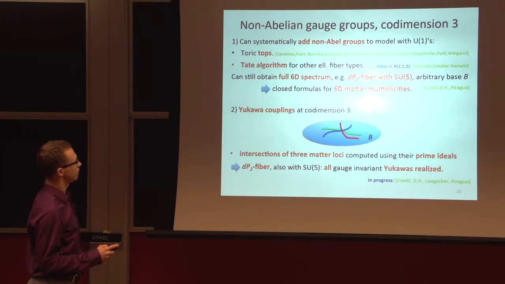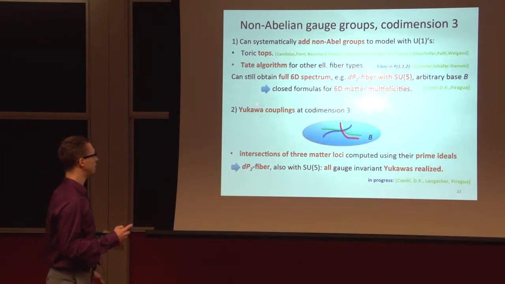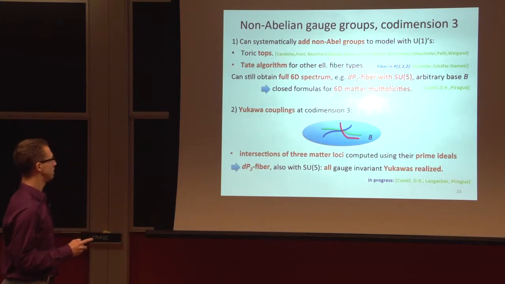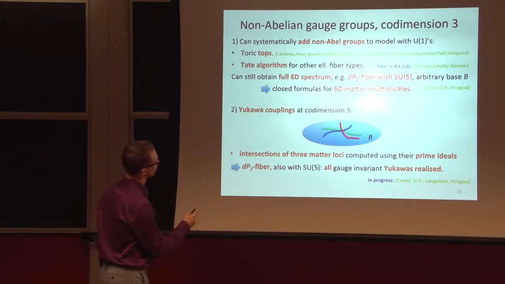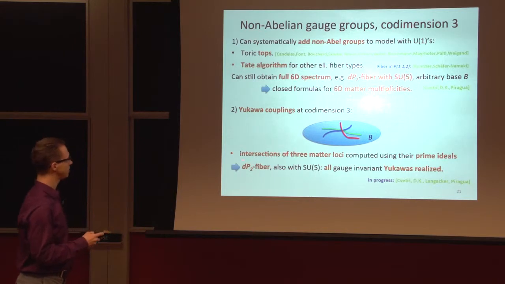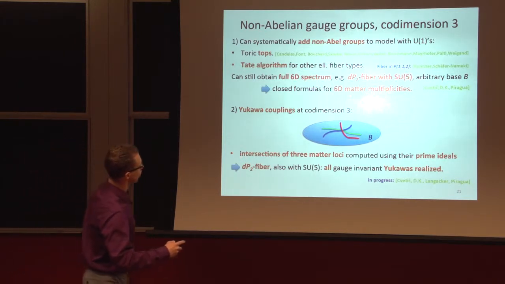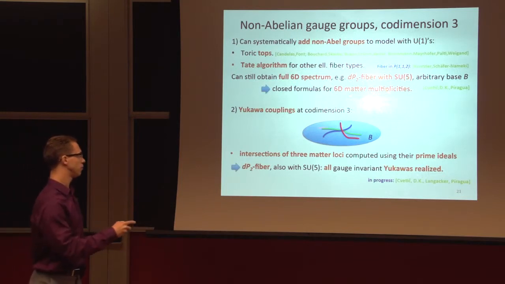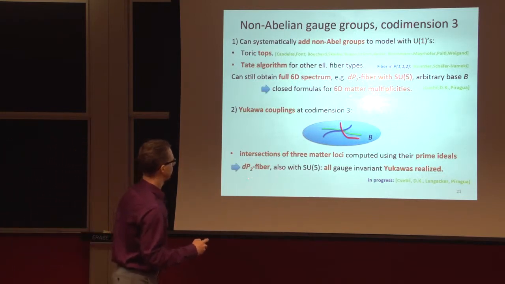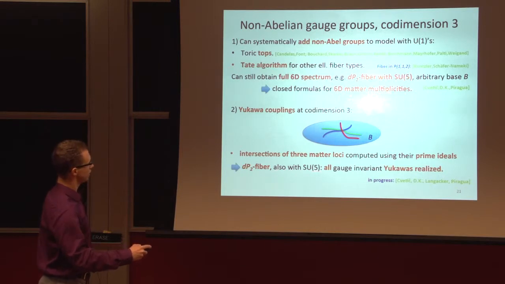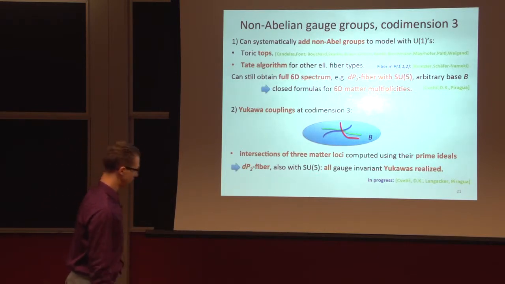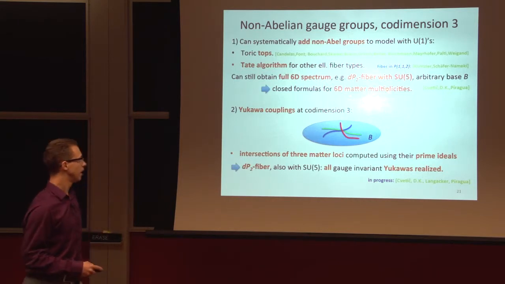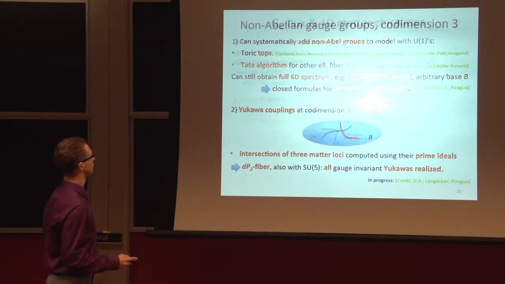So for instance, in the dP2 case, with an additional SU(5), you can still write down the full 6D meta spectrum, including multiplicities. And then also codimension 3 phenomena can be analyzed. And again, in order to determine whether meta loci intersect, you have to use their corresponding prime ideals. And indeed, in the dP2 case, you can check that in the case with an SU(5), for instance, all gauge invariant Yukawa couplings are indeed realized geometrically.